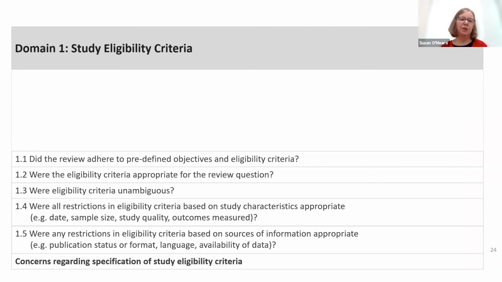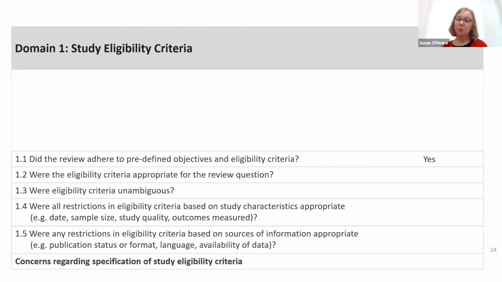So the first question, did the review adhere to predefined objectives and eligibility criteria? Well, in this instance, yes, it did. So I can put a yes there. And the reason I'm saying that was because the protocol for this review was registered on the Prospero register. So that meant it was very easy for me to go to the Prospero, download that record, and then compare that against the paper. And I could easily see from that that the review authors had followed their pre-specified objectives and study eligibility criteria.